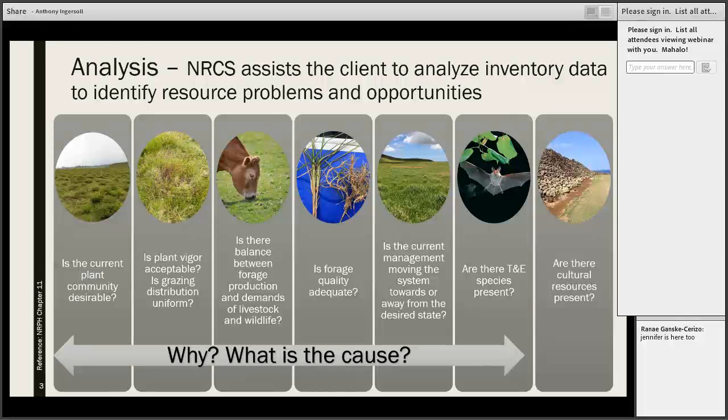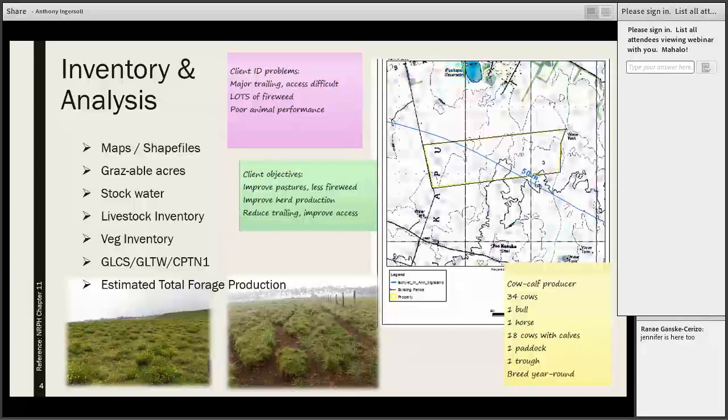And so today, in order to talk about this process of analysis, I thought it might be helpful if we look at a mock scenario and how this all plays out. So for this mock scenario, let's say we have a client who's come in and is looking for help with trailing issues. He's got a fireweed problem, and he's seeing his herd performance, and he's not happy with it. And he's got a 300-acre ranch.